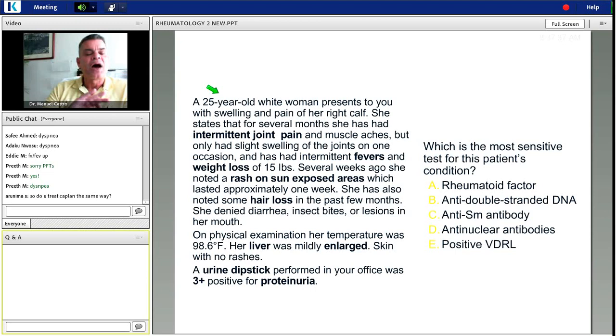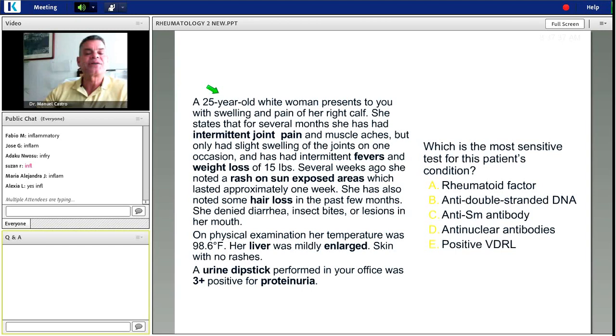So, what do we have here? A young patient. Is this going to be a degenerative disease, such as osteoarthritis? No, right? Not really. Let's see what else they give us. She only had slight swelling of her joints on one occasion and has had intermittent fever and weight loss of 15 pounds. So is this inflammatory or non-inflammatory? Inflammatory, right?